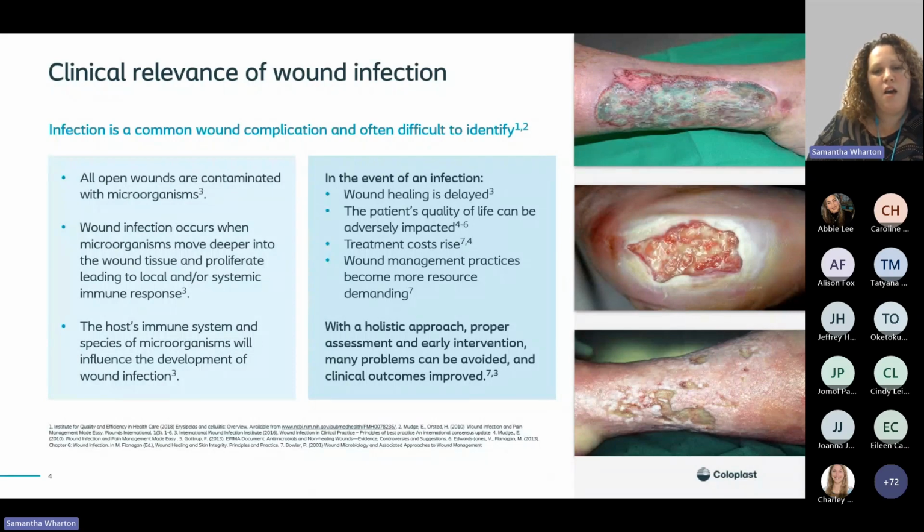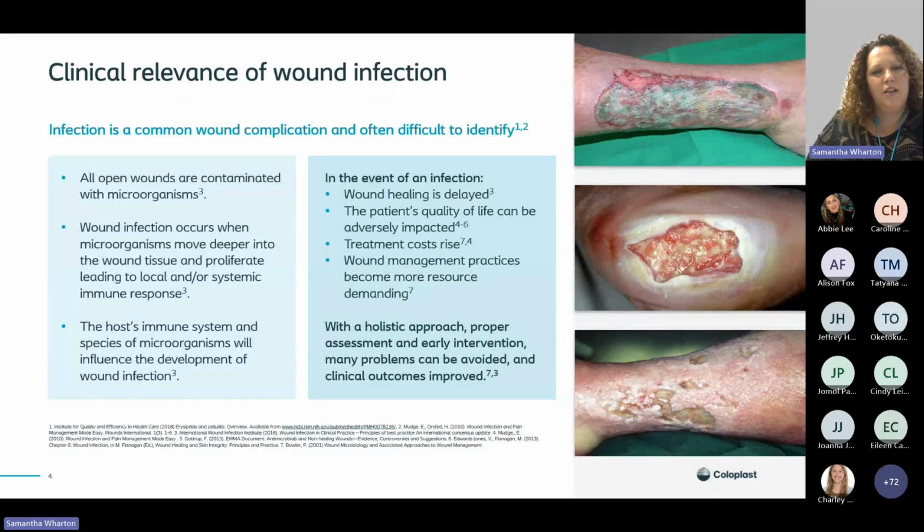So usually will be a lot more resource dependent on clinicians, so increased clinic visits, dressings will need to be changed more frequently. So it's really important that we do that holistic approach and do a proper assessment and identify those risks that patient has that may cause them a greater risk to get an infection. If we do that right at the beginning, many problems can be avoided and clinical outcomes can be improved. So as always, prevention is always a lot easier than cure.